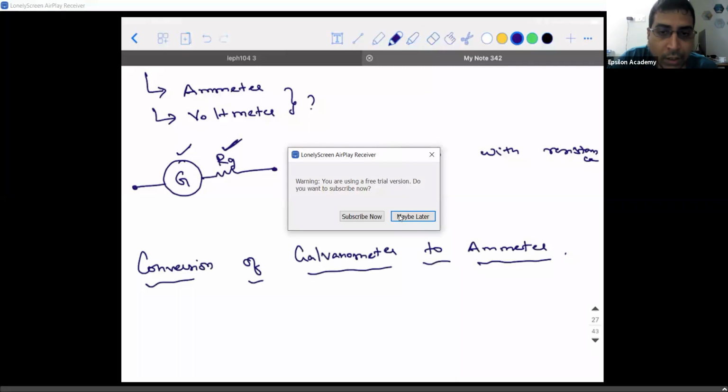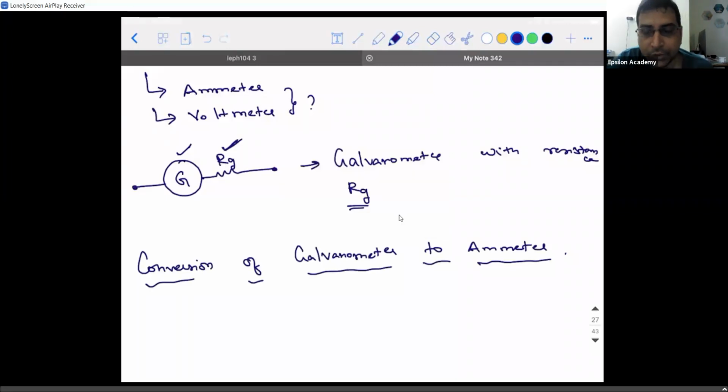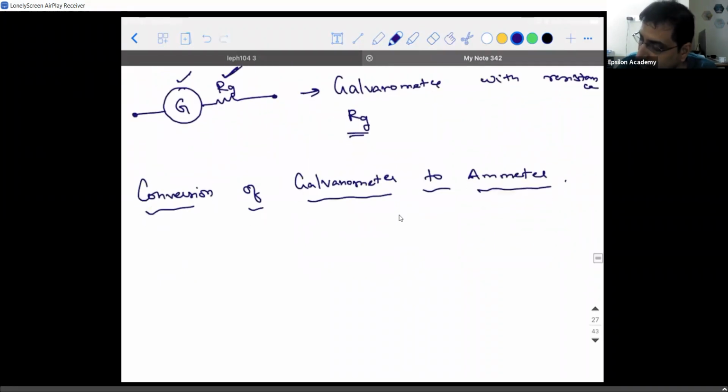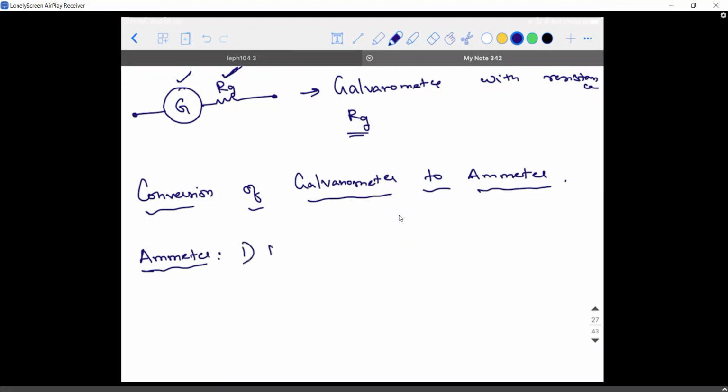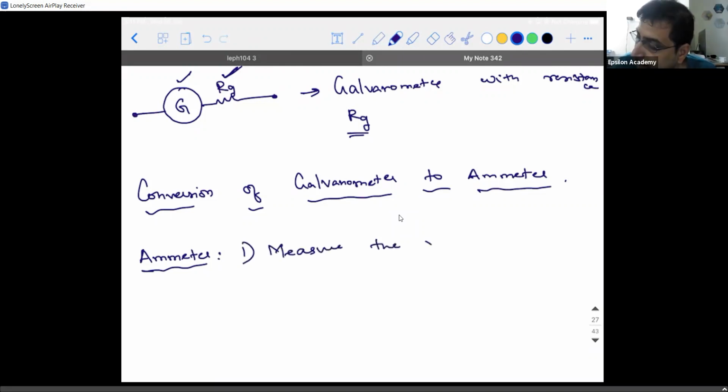So how will you convert a galvanometer into an ammeter is the question. Okay. Now tell me one thing. What is an ammeter? It's used to measure the flow of current passing through it.